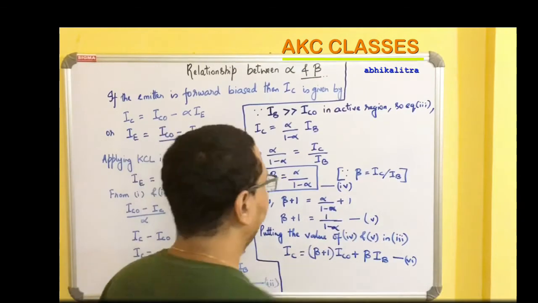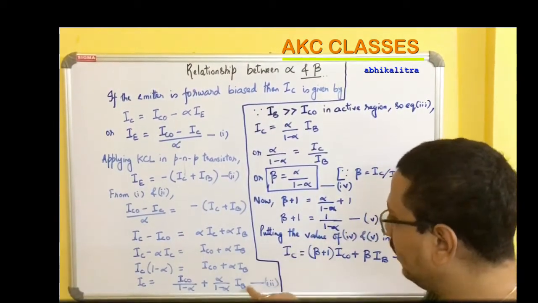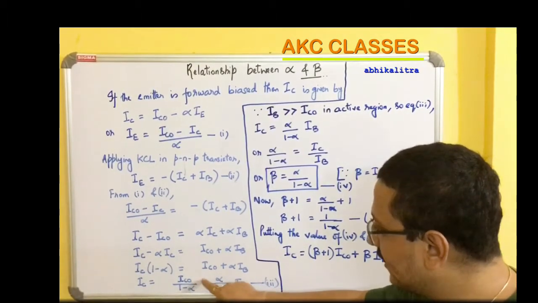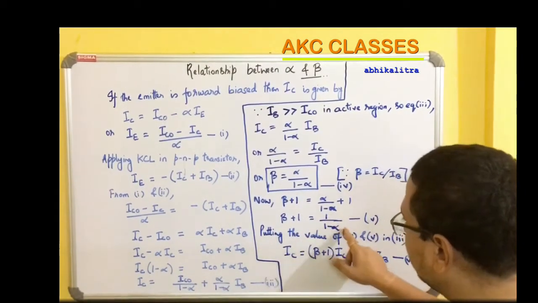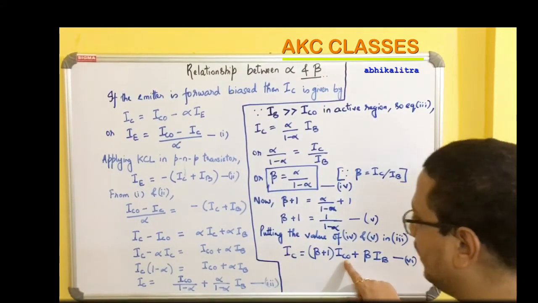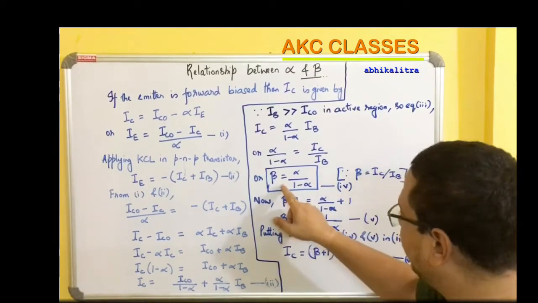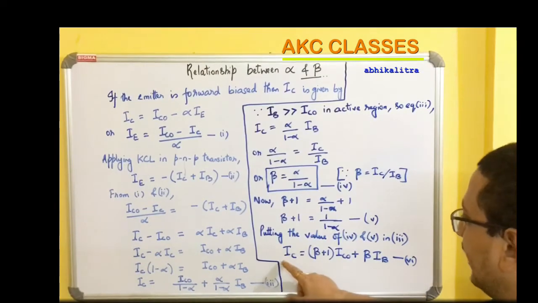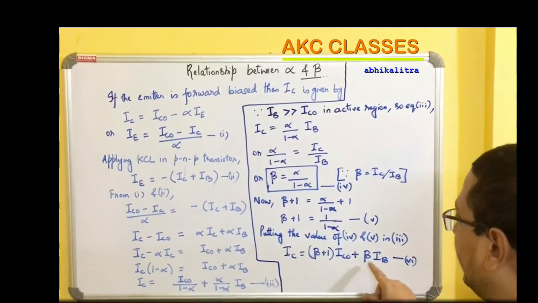Then we will put the values of these two equations obtained into this particular equation. What is this? See, if I take ICO common, then I will be left with 1 by 1 minus alpha. Then 1 by 1 minus alpha is given by beta plus 1. So we have written beta plus 1 into ICO. And if I substitute alpha by 1 minus alpha with beta, then I will be left with beta into IB. Then it is beta into IB. So we obtain another equation: IC is equal to beta plus 1 into ICO plus beta times IB.